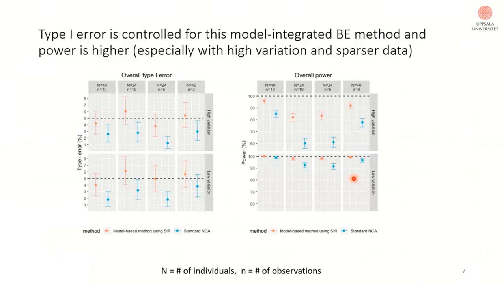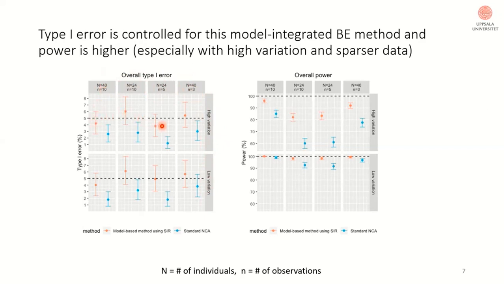And what we've seen in these studies is that we can control type 1 error. Here we're looking at a simulation study where we make some simplifying assumptions, where the model that we simulate the data with has the same structure as the model we analyze the data with. We can then look at simulating data with high variability or low variability, and with various richness of data, with various numbers of individuals and various numbers of observations.